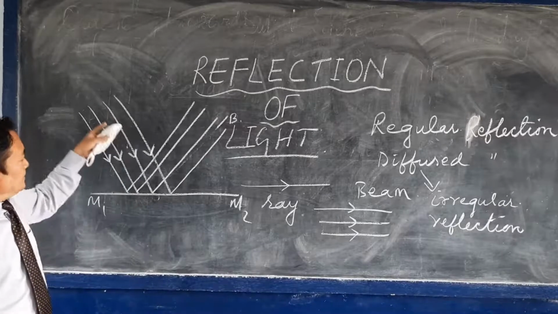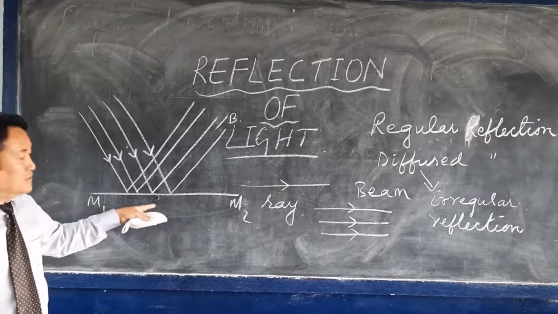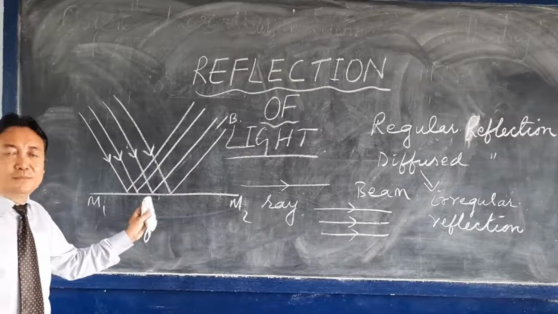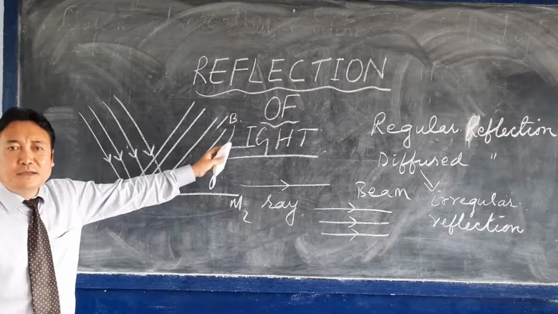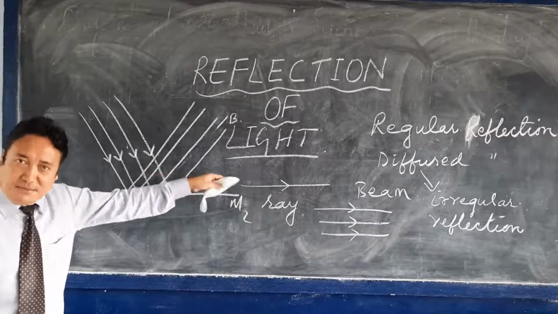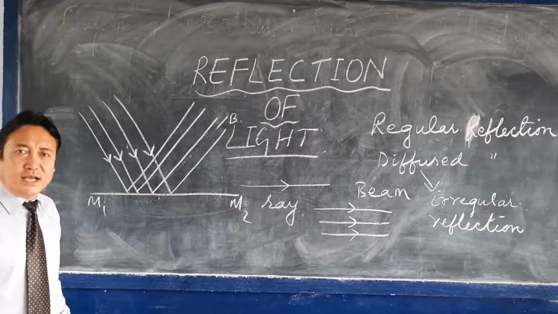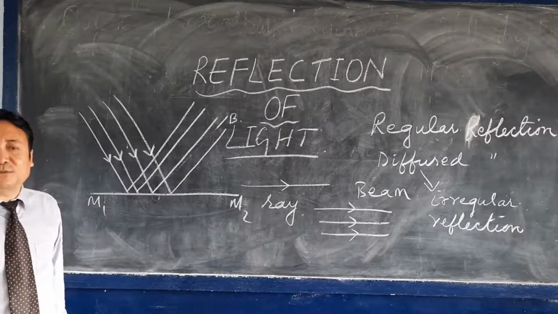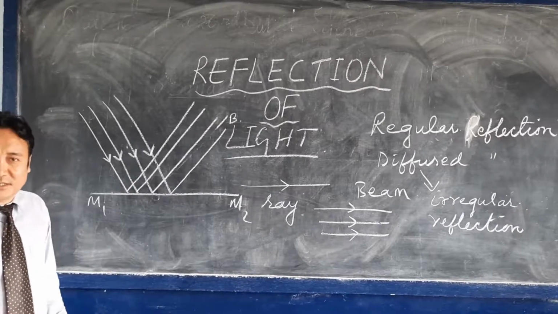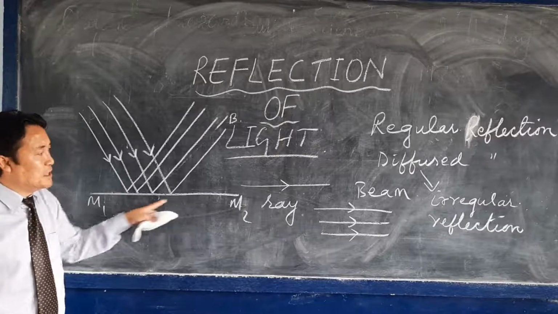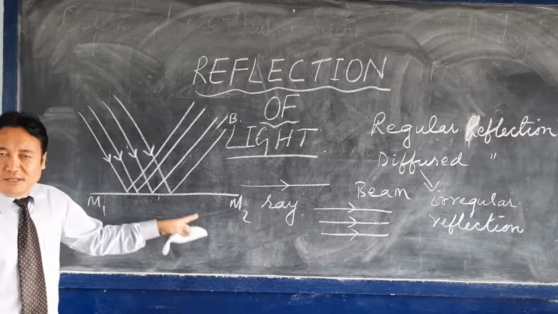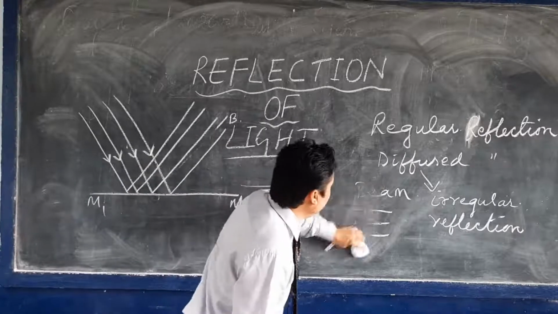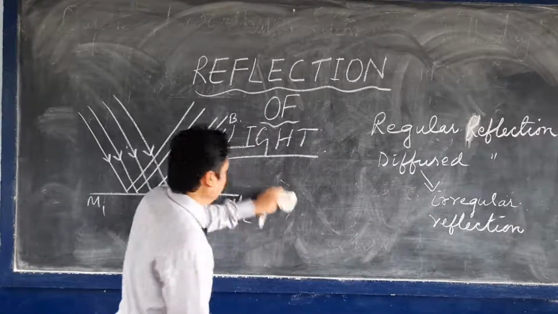That means when the beam of light falls on the reflecting surface, after striking it, the light will bounce back into the same medium in the same direction. So these are known as regular reflection. And regular reflection takes place when the reflecting surface is smooth and polished. When the reflecting surface is smooth and polished, regular reflection takes place.